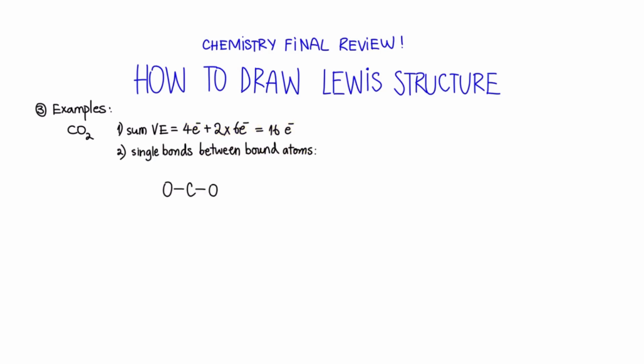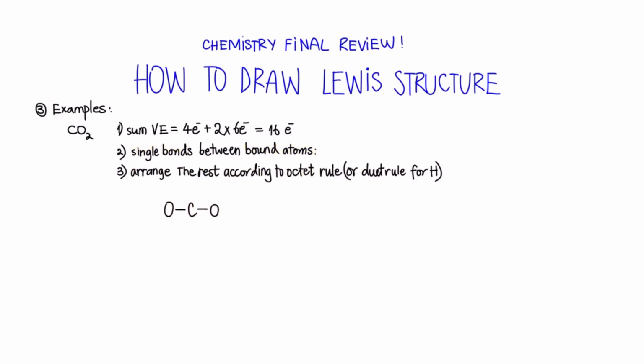Moving on to step 2, we're going to draw single bonds between bound atoms. Here I have carbon in the center and 2 oxygens on each side, and we're going to draw single bonds between the carbon and the oxygens. Now to step 3, we need to arrange the rest of the valence electrons according to the octet rule. To do that, first of all, just fill the octet rule for all atoms. Here I'm giving the center carbon 2 pairs of electrons, and I'm giving each of the surrounding oxygens 3 pairs of electrons to satisfy the octet rule for oxygen.